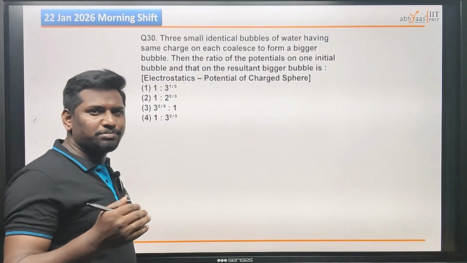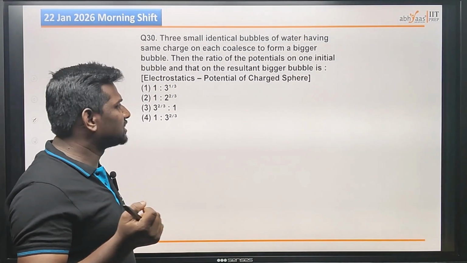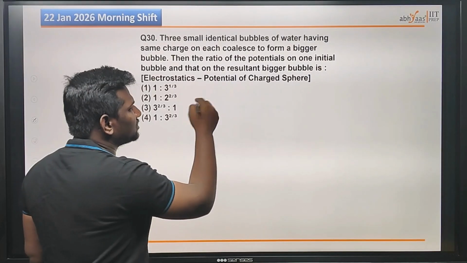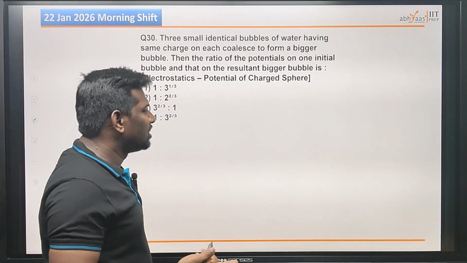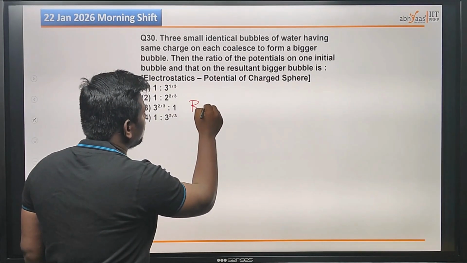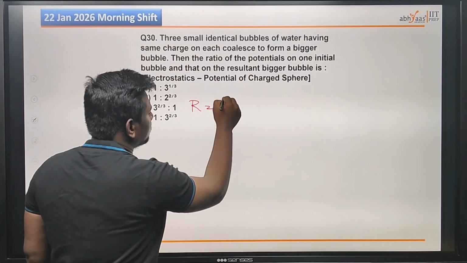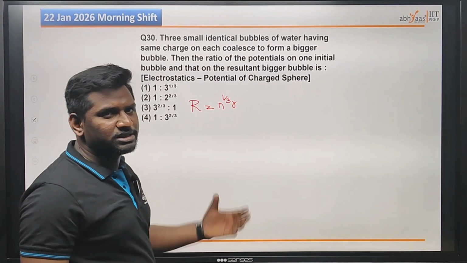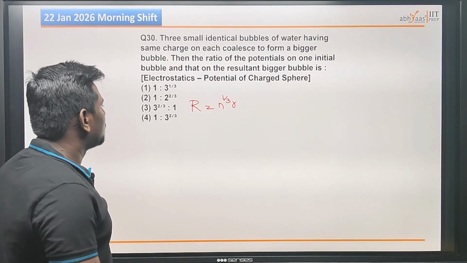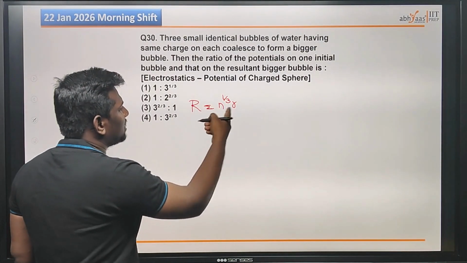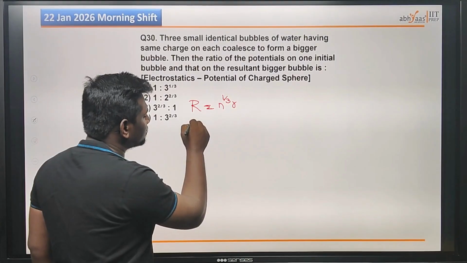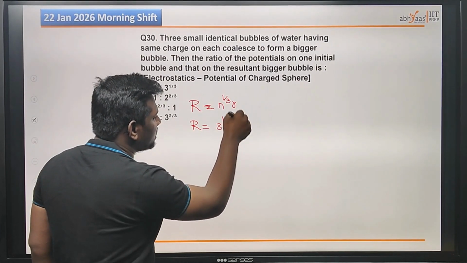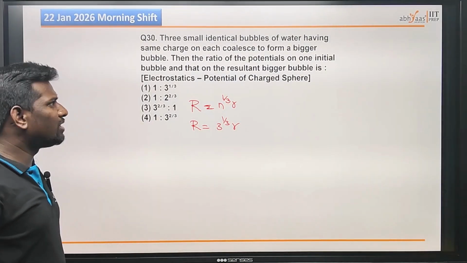So as per volume conservation, volume is constant. From this you can say R equal to n to the power 1 by 3 into r. This is our condition. What is n? The number of small bubbles, that is nothing but 3 to the power 1 by 3 into r.